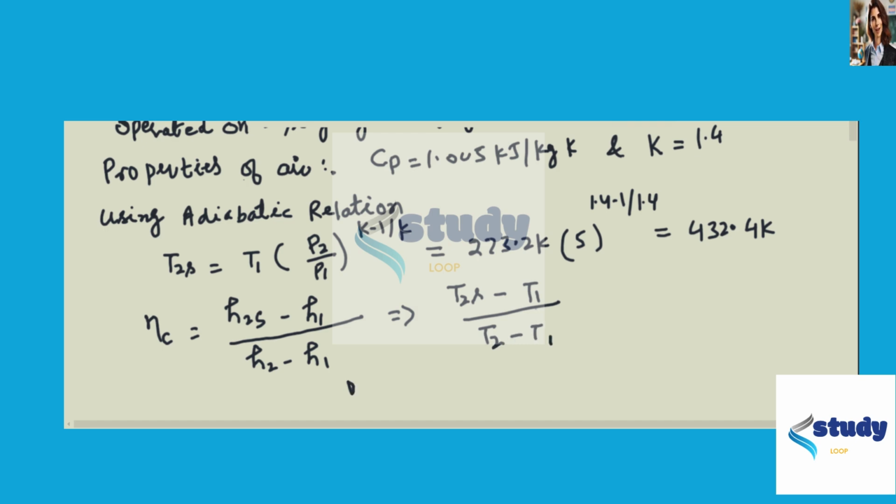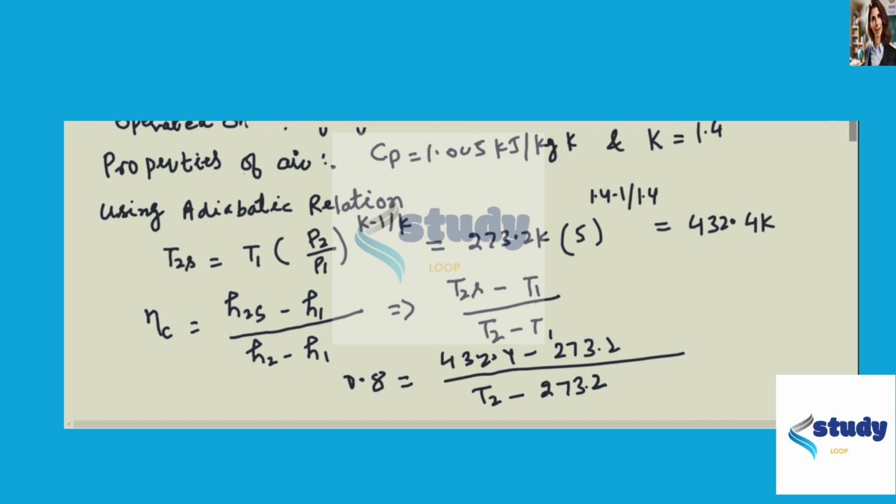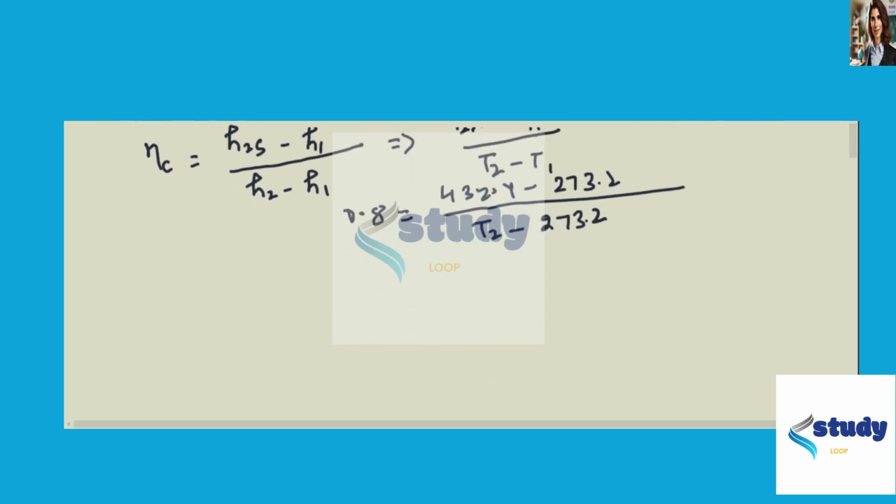So we can write 0.8 to be equal to 432.4 minus 273.2 divided by T2 minus 273.2. So on solving it, temperature at second state we will get 472.5.